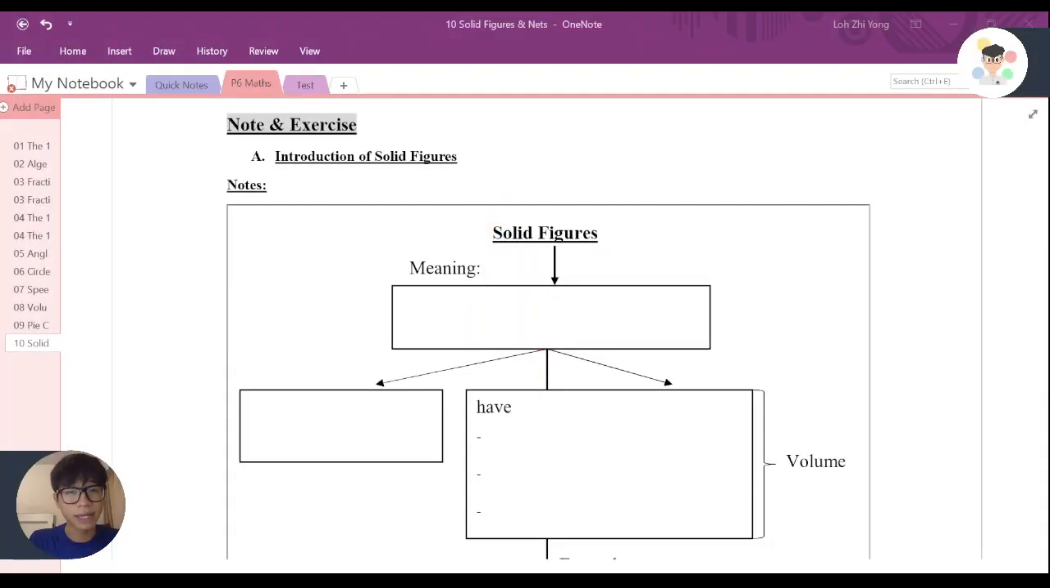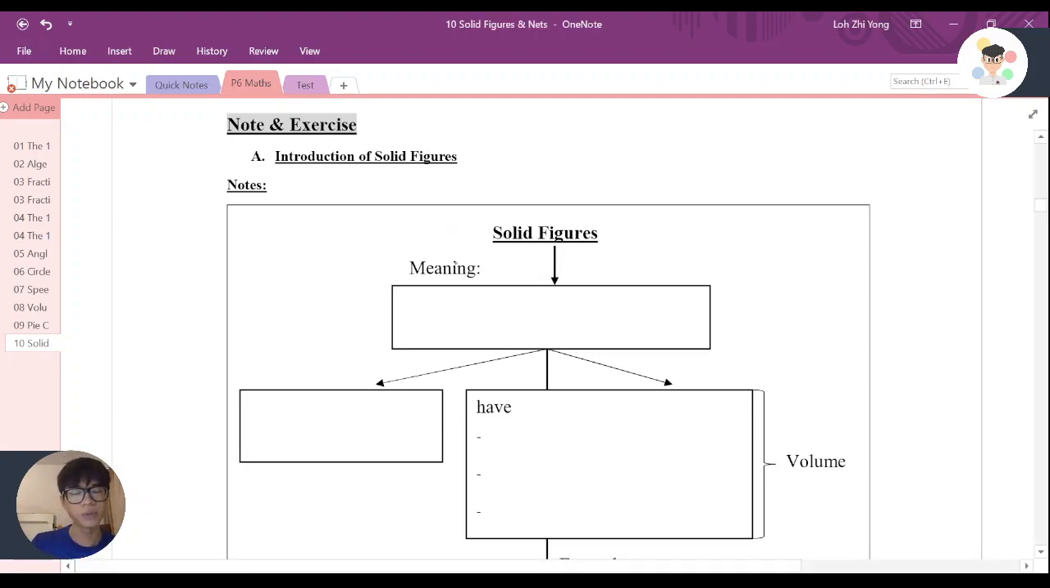Welcome back to digital class, and this is a discussion for booklet number 10, solid figures and nets. And now we are focusing our attention on solid figures. So we can look at section A, introduction of solid figures.